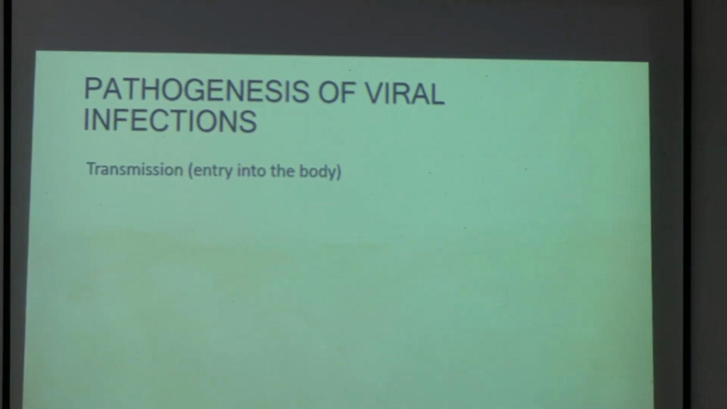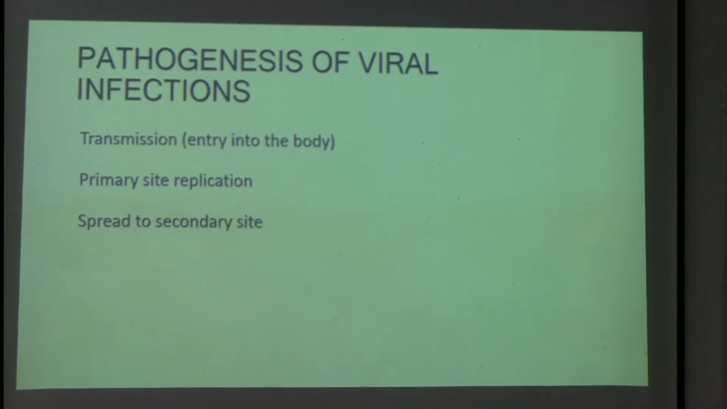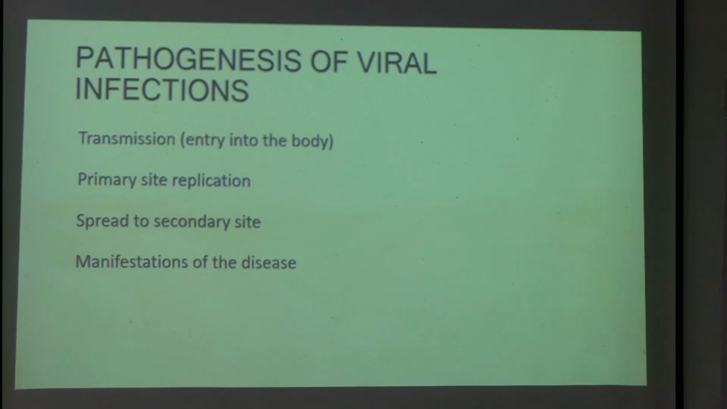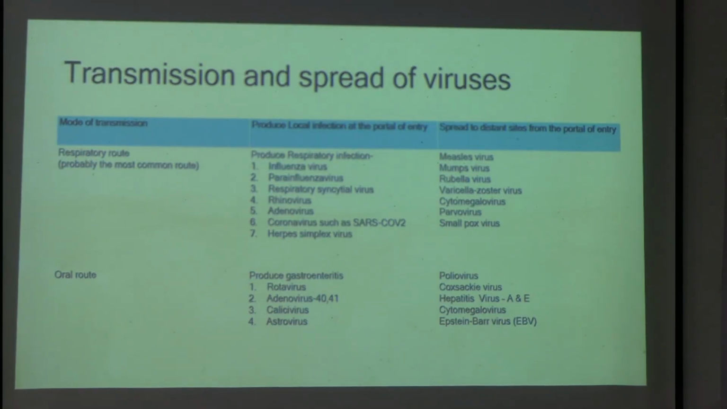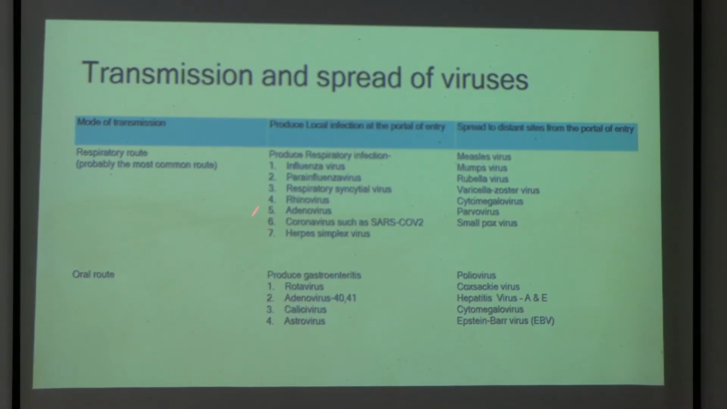So for pathogenesis, one thing you have to know is transmission. Transmission means the point of entry of certain viruses. The point of entry is not the same for all viruses; it differs from virus to virus. Then you have to remember where the primary site of replication is, and from the primary site of replication there is spread to the secondary site. Then there is manifestation of the disease. So when you learn about it, you have to remember the mode of transmission, then the local infection at the portal of entry, then spread to distant sites from the portal of entry.